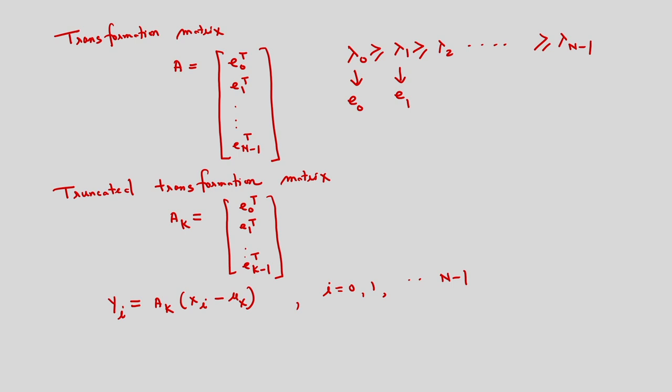So for every column, that means for every xi, I have to determine yi, that is the transform vector. What is the dimension of yi? Dimension of y is k cross 1. And this is the modified transformation matrix, the dimension is k cross n. This is the input vector, the dimension is n cross 1. This is the mean vector, so it is n cross 1.